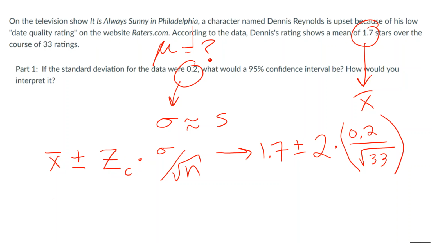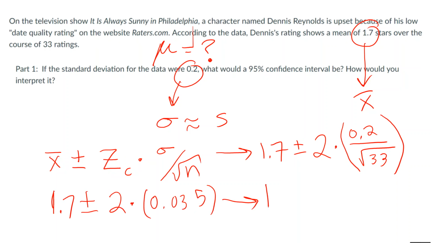Okay, so when you simplify this, you're going to get 1.7, because I'm not going to simplify that yet. I just want to leave that there. That's the point estimate. Plus or minus 2, leave it, times 0.035. And now we're really close. I'm going to simplify this a little bit more. 1.7 plus or minus 0.07.